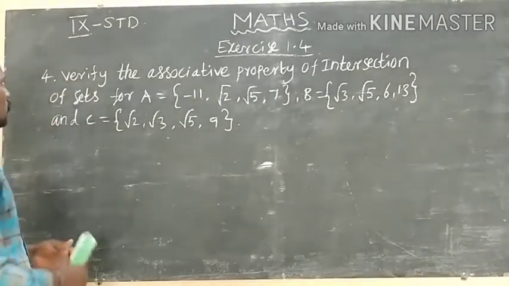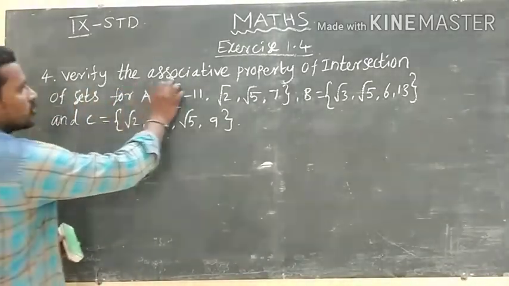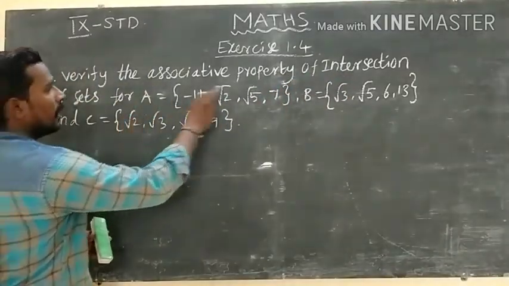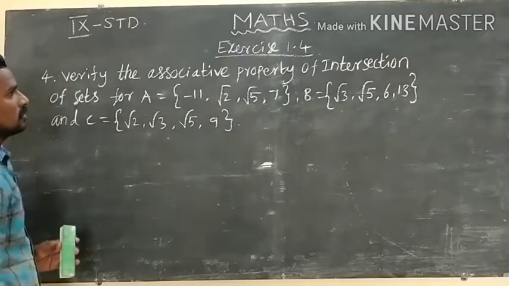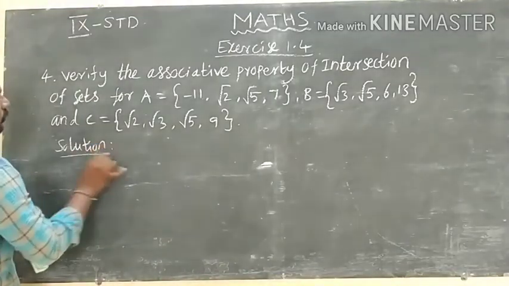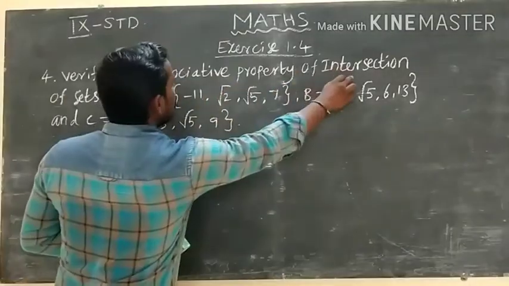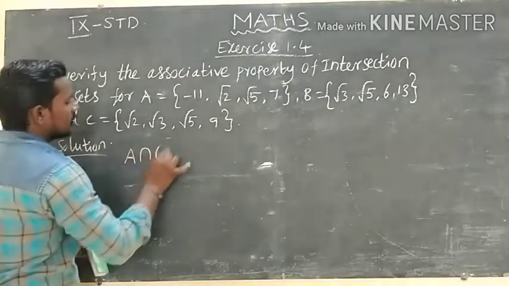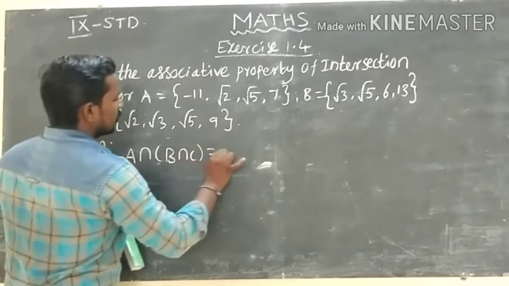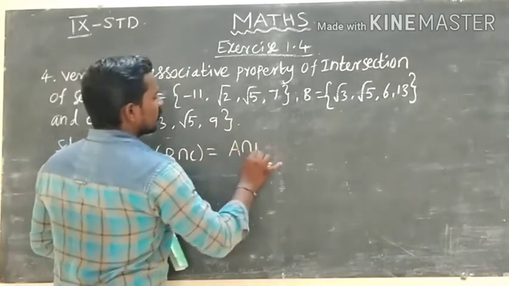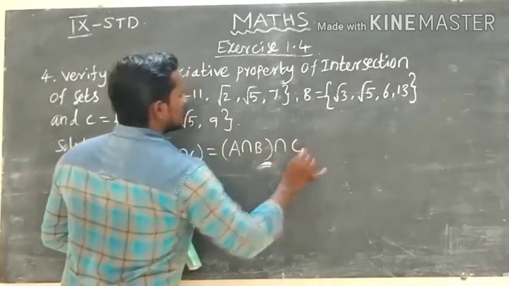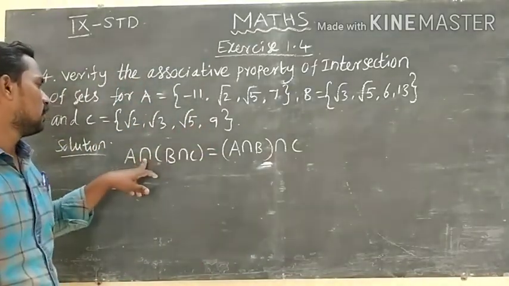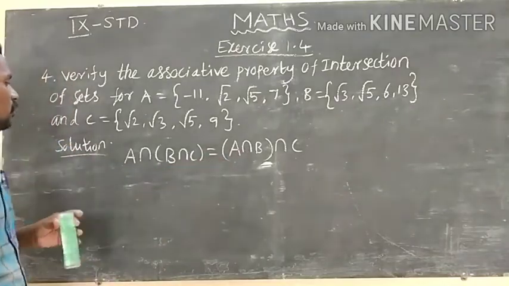The question is: verify the associative property of intersection of sets for A, B, and C. Solution: the associative property of intersection is (A ∩ B) ∩ C = A ∩ (B ∩ C). This is the associative property of intersection. Now all are intersections.